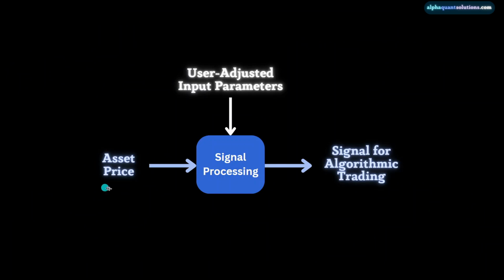Basically, what do we do? We start with the asset price. We perform some signal processing where a user can also adjust some input parameters, and then the output of that is used for algorithmic trading. In this video, we will illustrate two methods that helped us derive these four RSI signals.